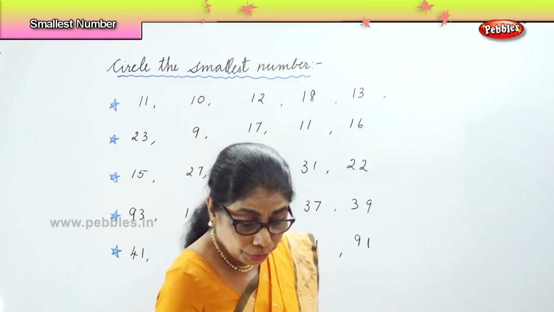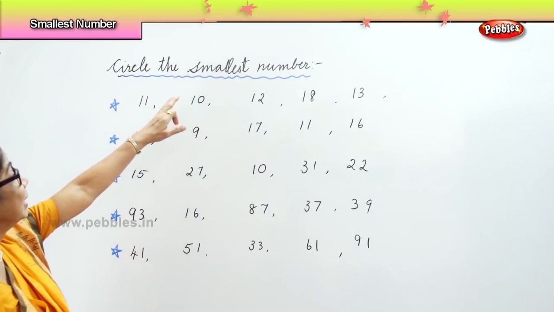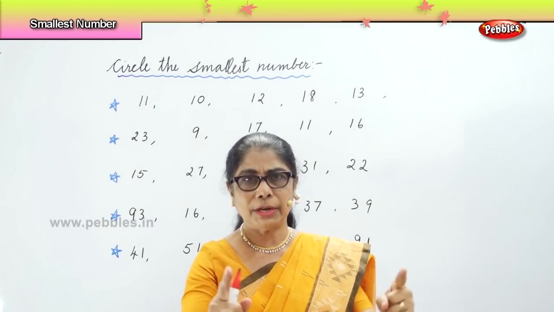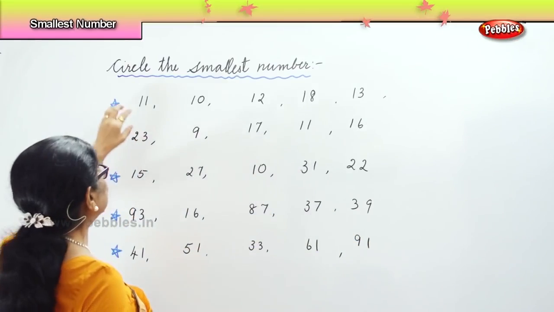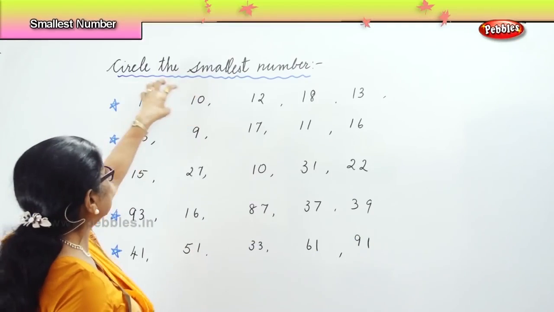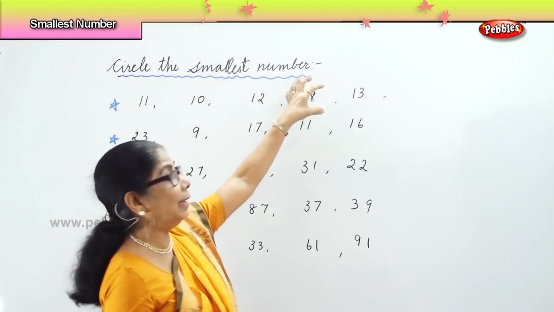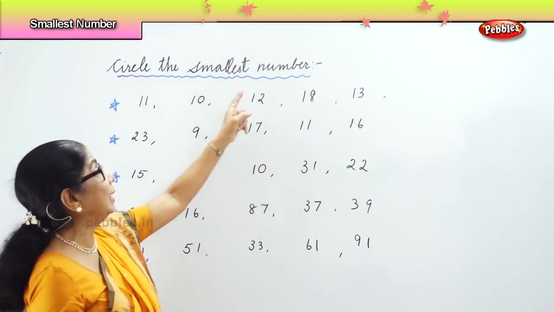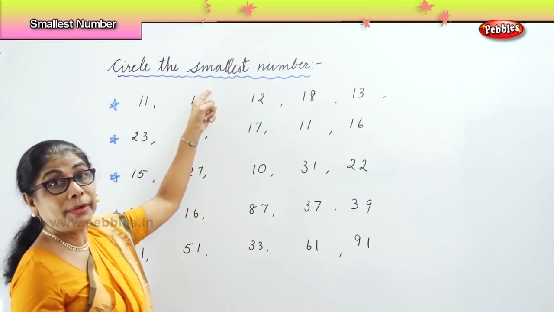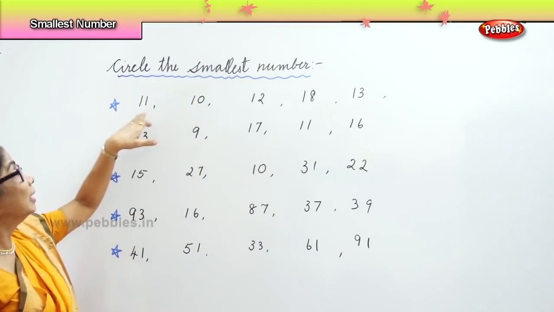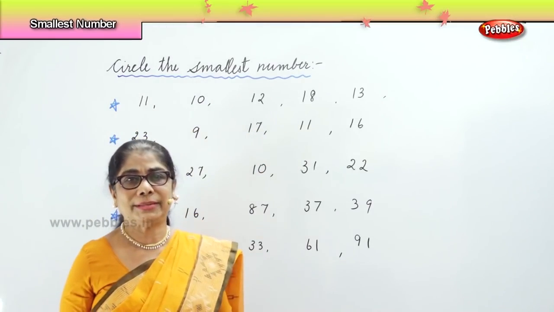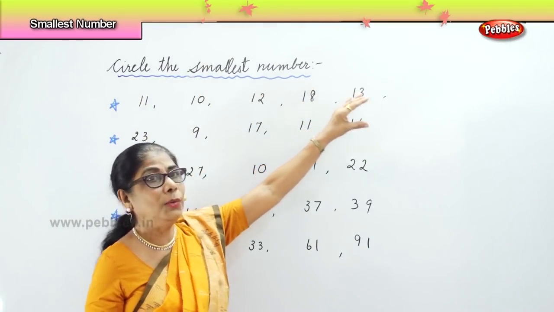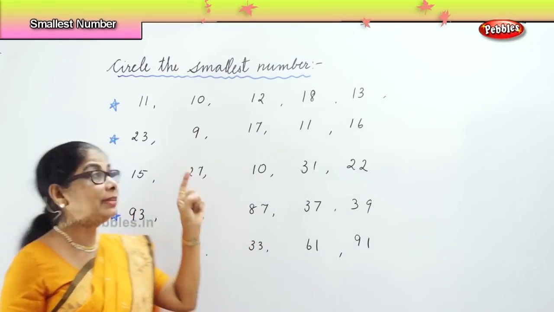Now here we are going to look very, very carefully because we are circling the smallest number. We are given 5 numbers. Now they're all in the tens: 10, 11, 12, 13, 18. Okay, and we are looking at the smallest number. Look at the first number in each of these. The first number is 1, 1, 1, 1, 1. So it's very easy. The first lot is very easy.